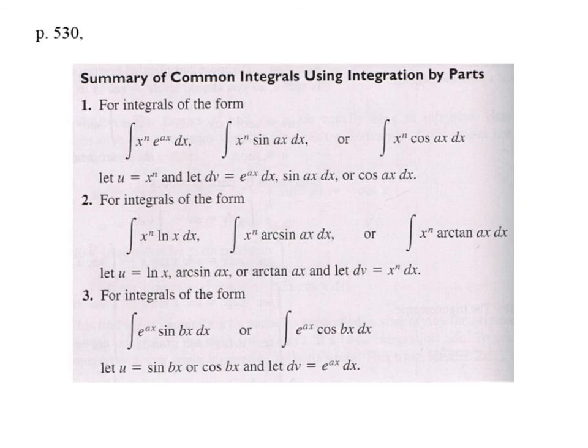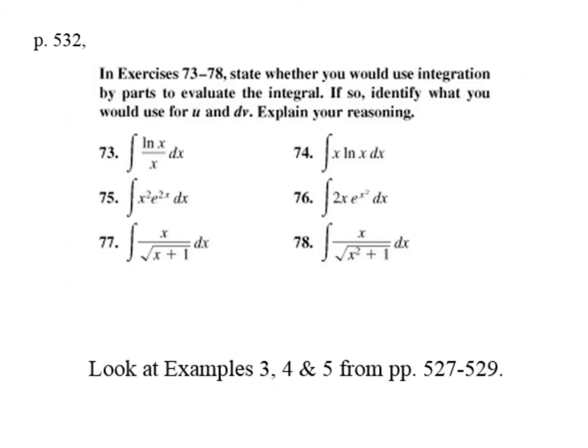Now with functions where it's a product of the exponential, the base e, with a sine or a cosine, apparently it does work better if you let u be the sine or the cosine part and let the dv be the e to the ax. Of course we can take integrals or derivatives of either of those, but apparently this works a little better. I guess we might see an example of that. I really like these problems, numbers 73 to 78.